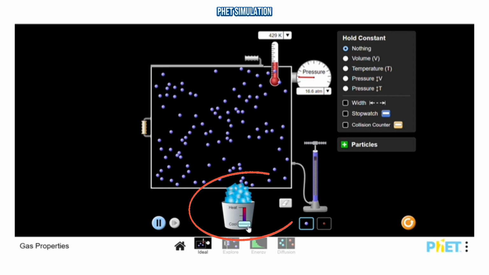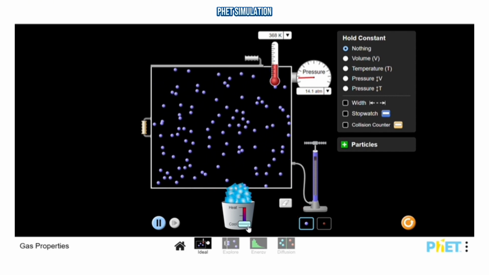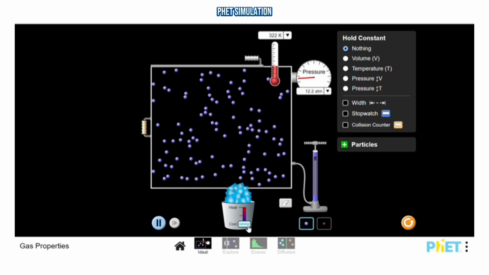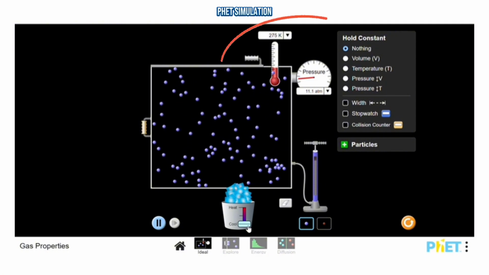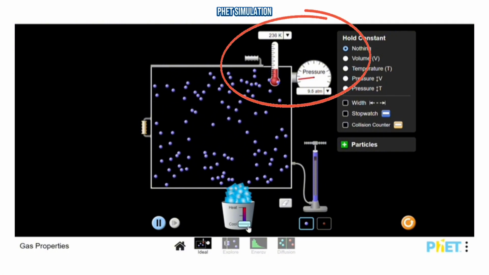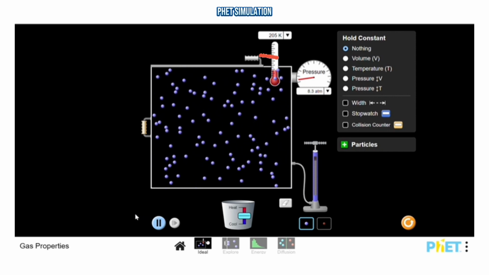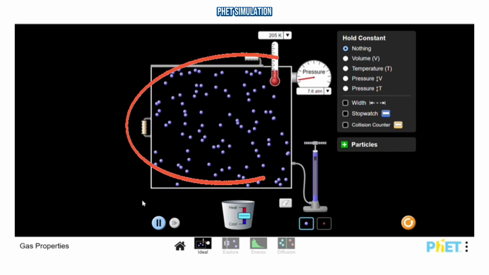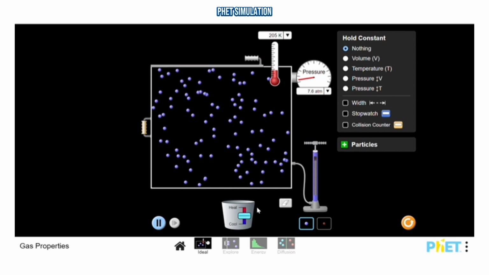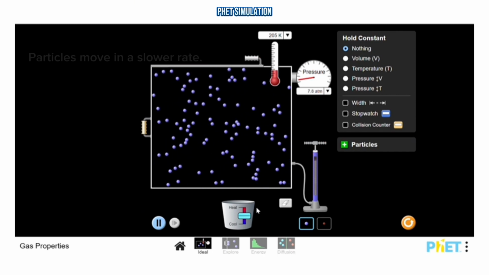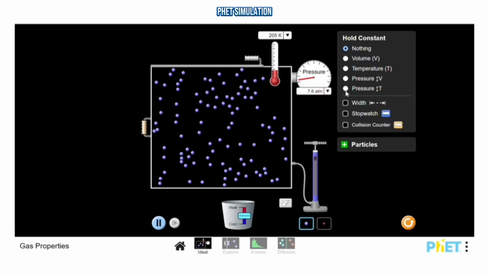For another scenario, we will try to cool the particles by dragging the bar in the heat source downwards. Look at the temperature and pressure. It decreases. Now, what happens to the movement of the particles inside the chamber as the temperature and pressure drop? It moves at a slower rate.